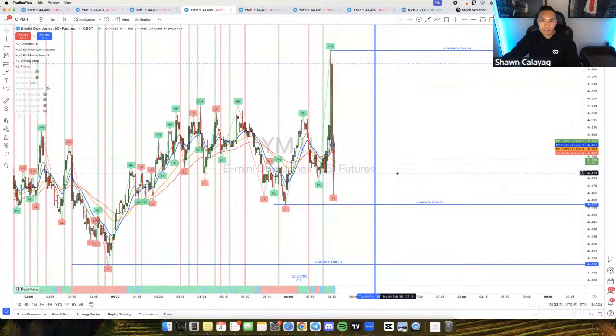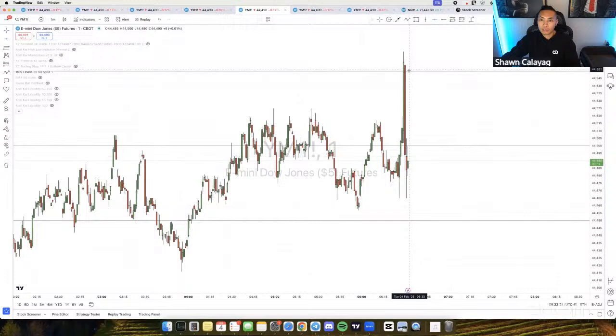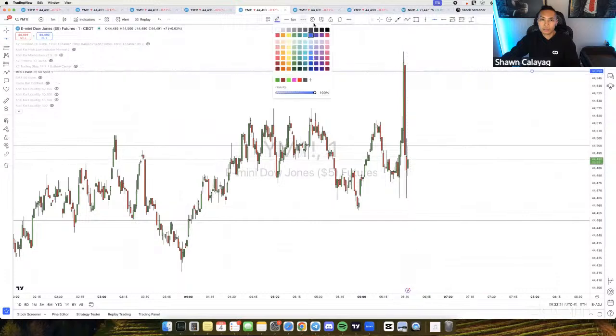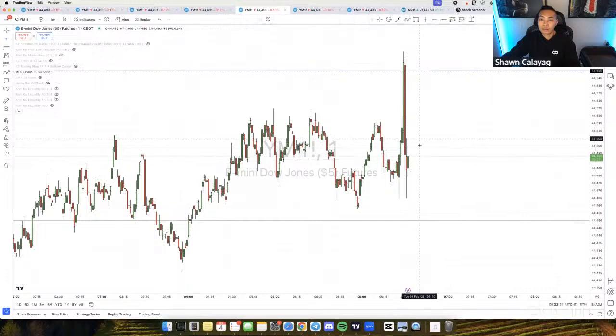Looking at price right here, we don't really have much of a direction. Price is going back and forth. Here's a clean chart. I'm gonna mark up the level right there. Level right there. Level right there.